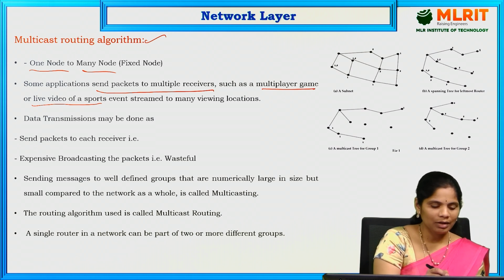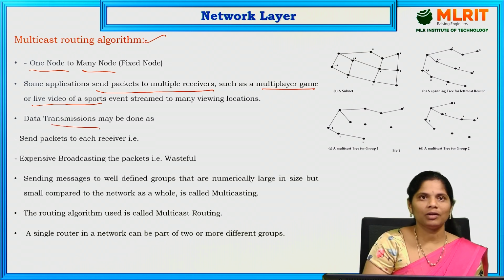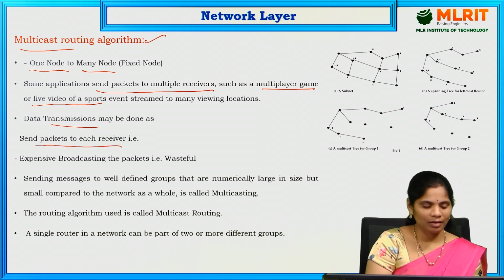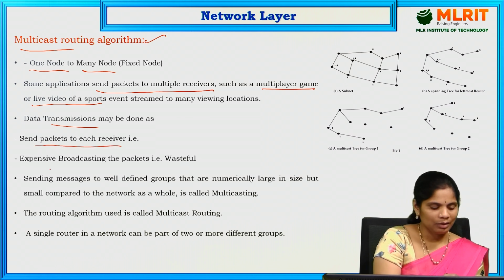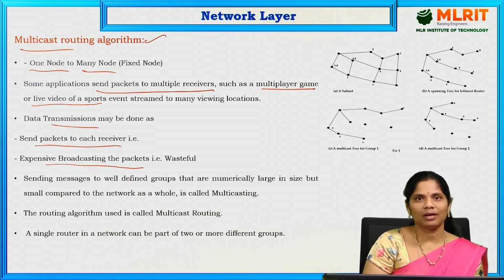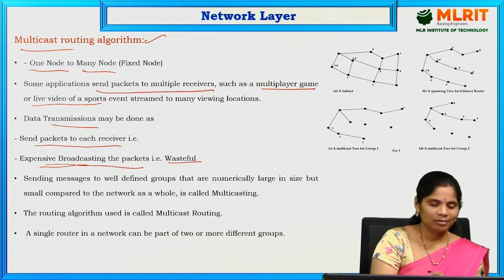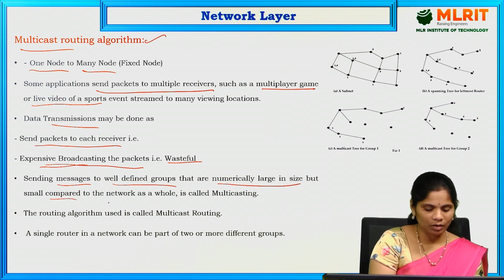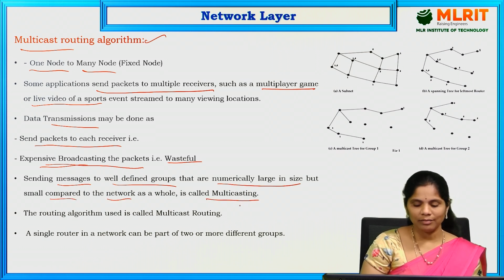Whatever data is going to be transmitted, mainly how is it going to be transmitted in a multicast routing algorithm? Send the packets to each receiver. Whatever receivers are there, you have to send the packets to them. Extensive broadcasting of the packets is wasteful. At the same time, sending messages to well-defined groups that are numerically large in size but small compared to the network as a whole is called multicasting.